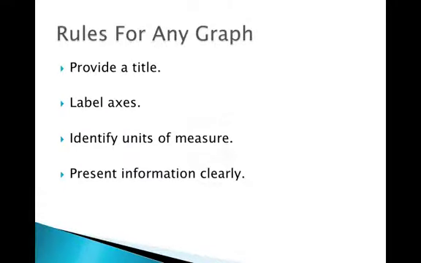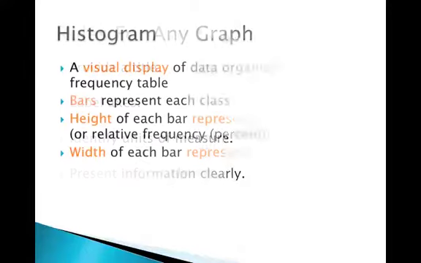So the rules for any graph would be to provide a title. You need to let people know what they're looking at. That's part of getting them to think about the content. You want to label the axes so it's clear what the different values represent. Identify the units of measure to give a sense of scale and present the information clearly, because that's the whole point of having a graph of your data.